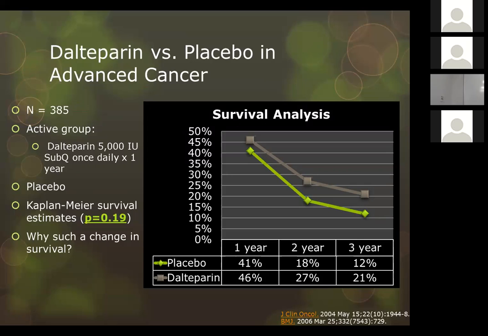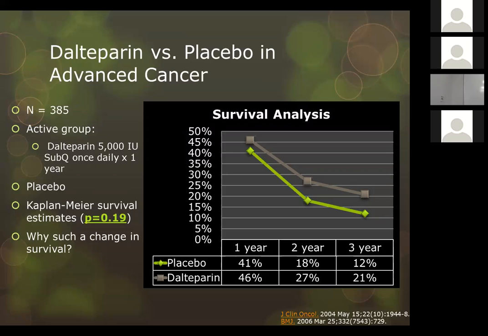And you can see here the survival analysis. So patients that were on the Dalteparin actually had a greater survival. However, at the first year, there was no statistical significance. Now, greater than 1 year, at 2 years and 3 years, it was statistically significant, increasing survival.